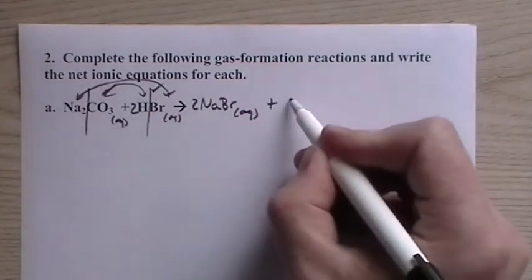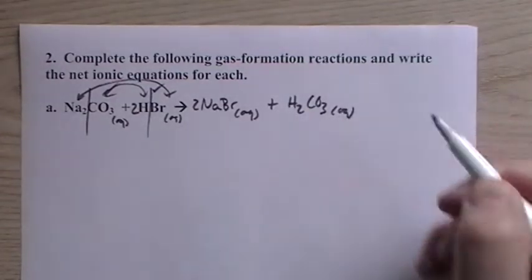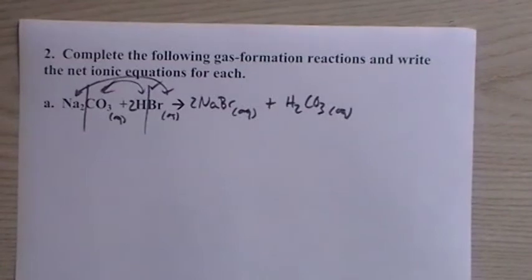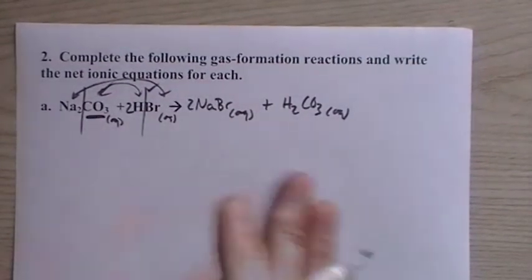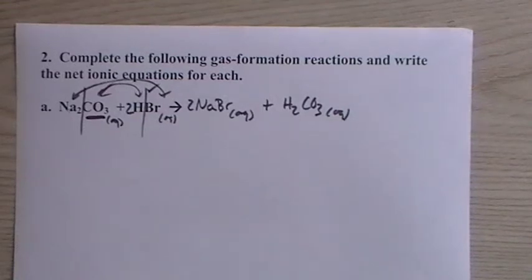You get 2 sodium bromides, and then they have H2CO3. Now, this is where a lot of students will stop because they won't realize they're dealing with an acid and a carbonate. This is the only time it happens for us. There's 2 other types of gas formation reactions. I'm not interested in those. If someone else is teaching this course, you better check with them.